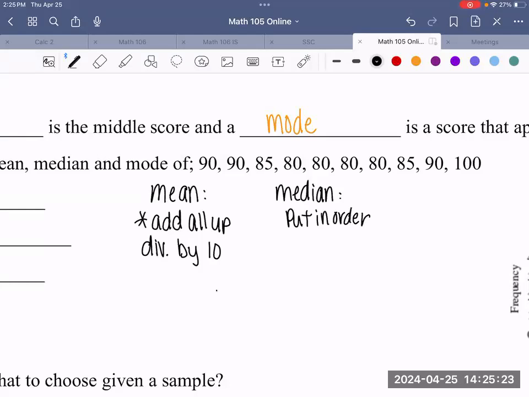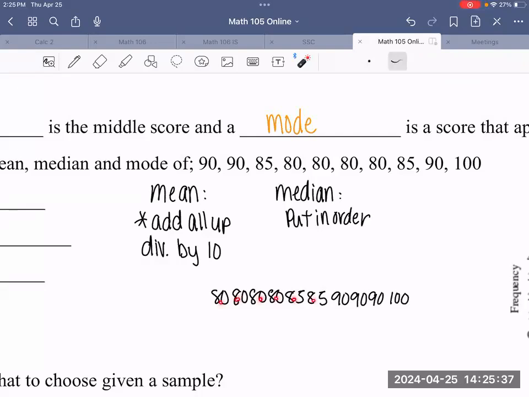So we're going to go with the lowest ones first: 85, 85, 90, 90, 90, and 100. Let's see, 1, 2, 3, 4, 5, 6, 7, 8, 9, 10. Perfect. Now with your median, we're going to start to strike numbers out on either side, one for one. We keep going, making sure I cancel out the right ones, until ideally we get it down to just one value.